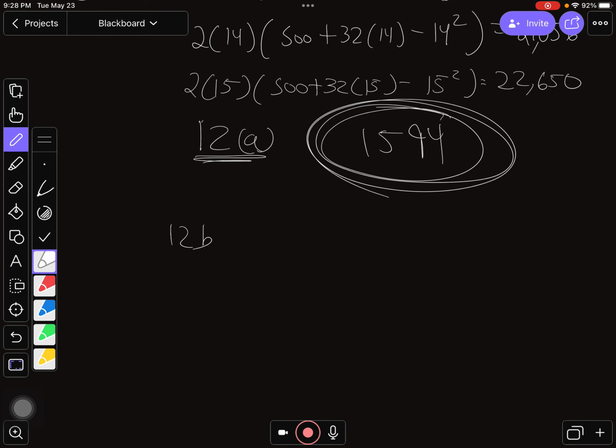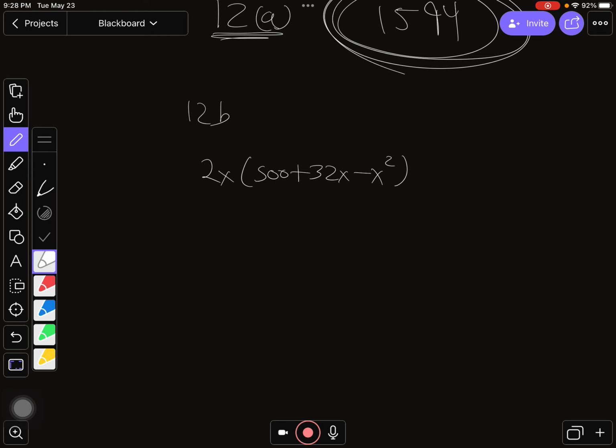I'm also going to find out what my answer is for 12B. Let's see what 12B is asking. It says find the marginal revenue when x equals 14. I just said in the last problem, when you ever see marginal, that means you need to take the derivative. So I'm going to look at my original function, which is 2x times (500 plus 32x minus x squared). And I'm going to take the derivative of this and use that derivative to help me find the marginal revenue.